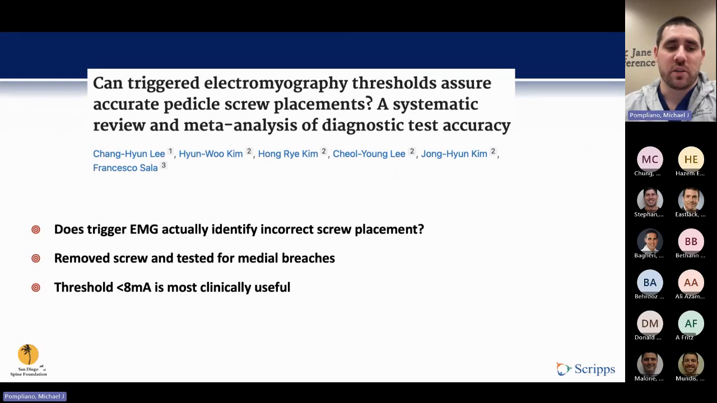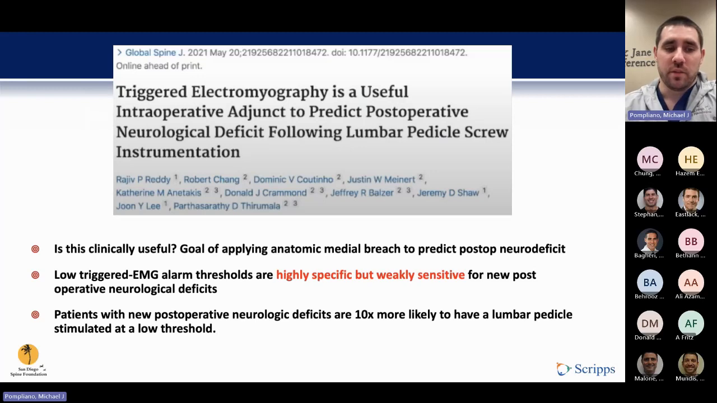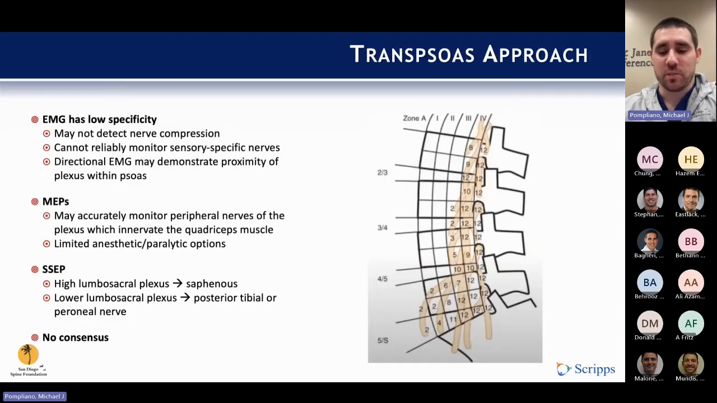This is essentially saying, does this actually identify incorrect screw placement in this study? They had positive alerts and then removed the screws and tested for medial breaches. And the study also found less than 8 milliamps as the most clinically useful based on the anatomy. And then, clinically useful from a neurologic predictive sense, this is looking at triggered EMG to predict the post-op deficits. They found that the low triggered EMG alarm thresholds are highly specific but weakly sensitive for new post-op deficits. And then patients with new post-op deficits were 10 times more likely to have a pedicle screw stimulated at a low threshold. So not as predictive as we thought or as we hoped, but can be somewhat helpful clinically.